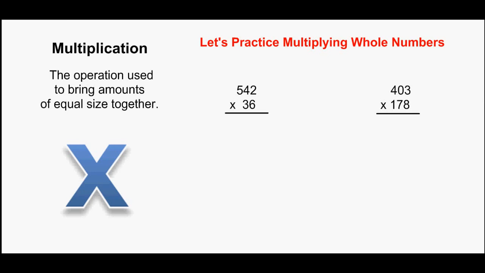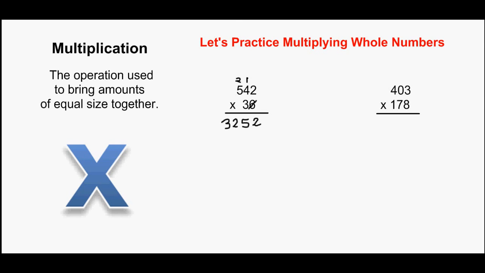Let's practice multiplying some numbers. Beginning with the digit furthest to the right in the second factor, 6 times 2 is 12. Carry the 1. 6 times 4 is 24, plus 1 is 25. Carry the 2. 6 times 5 is 30, plus 2 is 32. Now we're done with the first column.